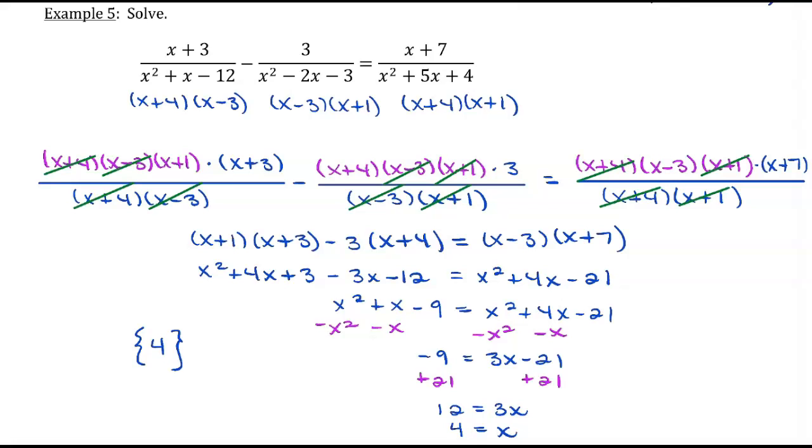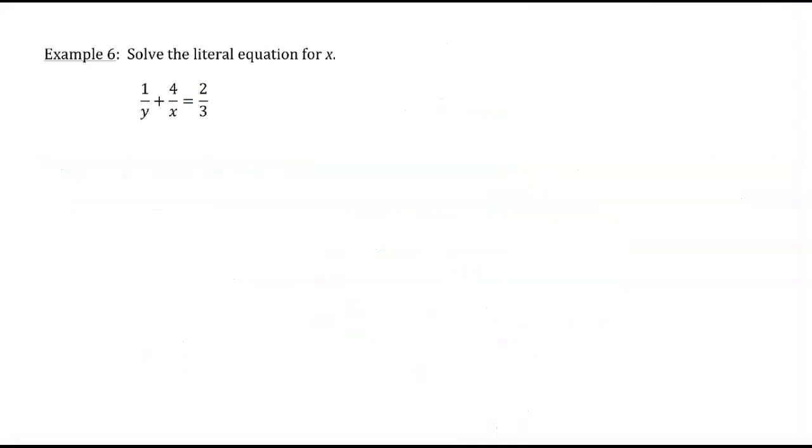Let's look at a slightly different example. In example 6, we are asked to solve the literal equation for x. Recall that a literal equation is an equation containing two or more variables, and we can solve the equation for one of the variables by getting it by itself on one side of the equation.